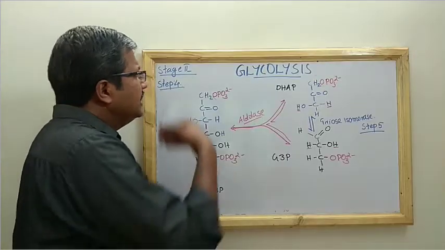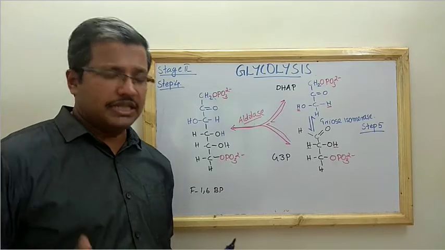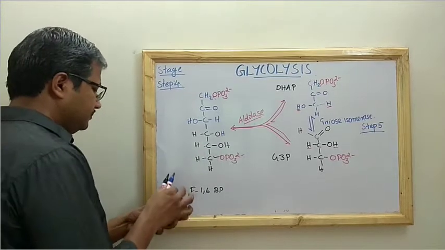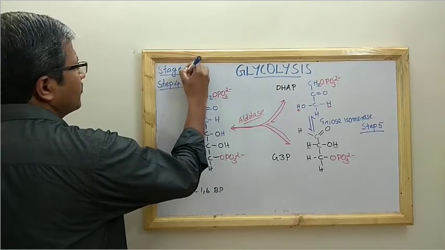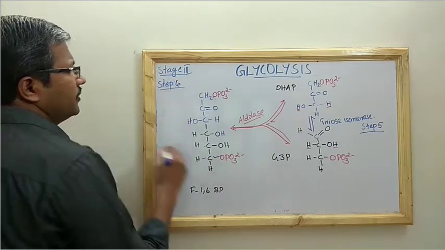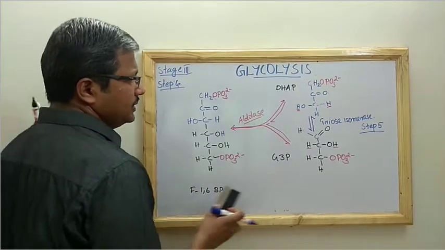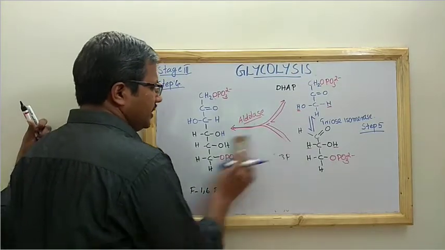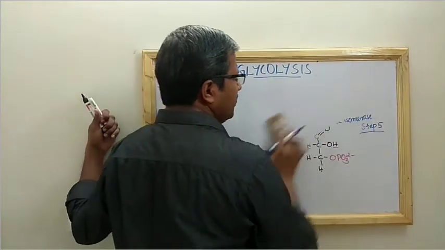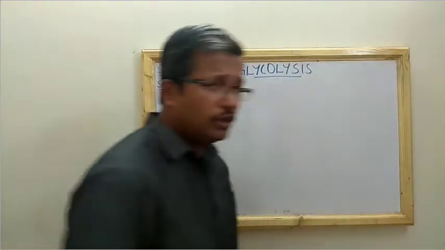Now let us move to the stage 3, step 6 onward, step 6 to step 10. Okay, stage 3. And step 6. Step 4 and 5 belongs to stage 2. So for that purpose, I just need a glyceraldehyde 3-phosphate only. From this point onwards, you have to keep in mind that two molecules of glyceraldehyde 3-phosphate will be involved.